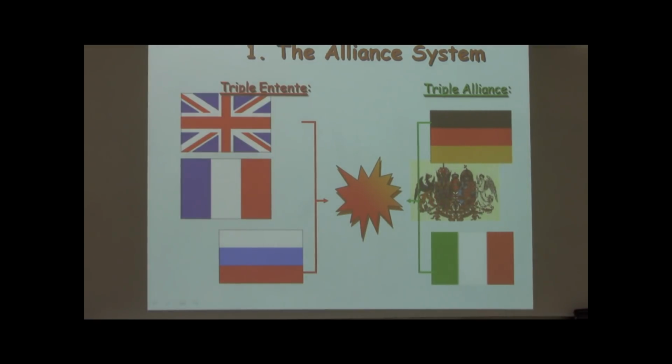We start with the alliance system. The Triple Entente was comprised of Great Britain, France, and Russia. The Triple Alliance consisted of Austria-Hungary, Germany, and Italy. The alliance system was set up by Bismarck in order to keep the peace. However, when Bismarck is removed from his position in Germany, the alliance system becomes a catalyst for war.